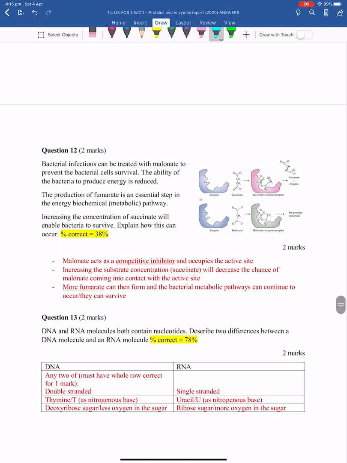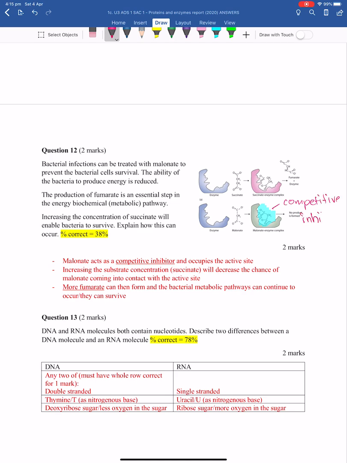Down to question 12, talking about the bacteria treated with malinate. So malinate is this substance here. It looks very similar to succinate, but it's binding to the active site. So it is a competitive inhibitor.